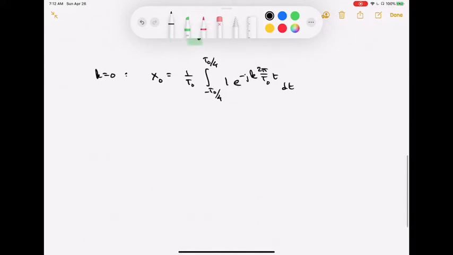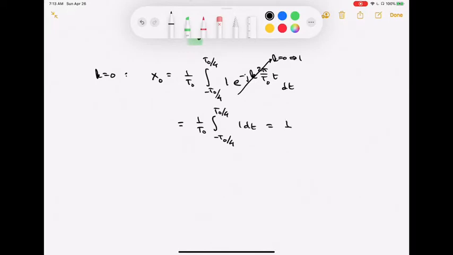So I'm just integrating that exponential function. If I go ahead and do that, oh, well, I forgot one thing in there. We said k was equal to 0, right? So with k equaling 0, this term becomes 1, and I'm just going to be integrating 1. So I'm going to have 1 by T naught, integrate from minus T naught by 4 to T naught by 4 of 1 dt.